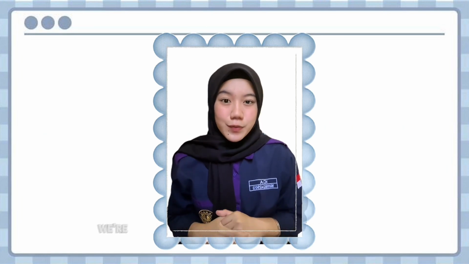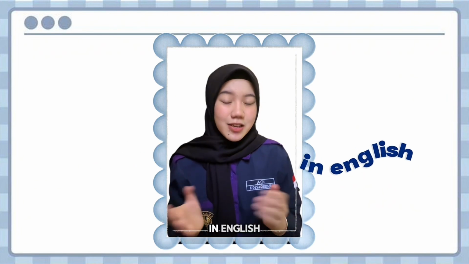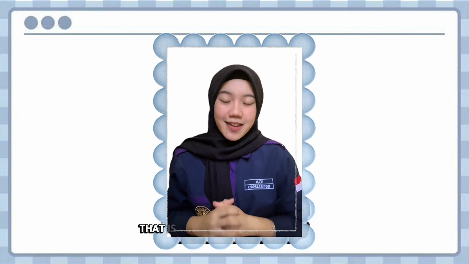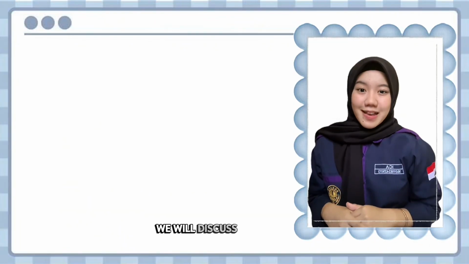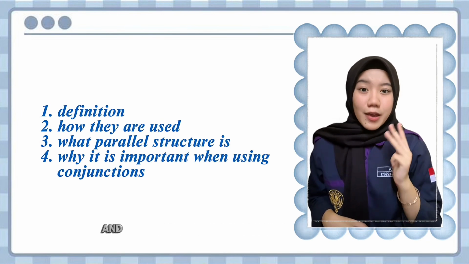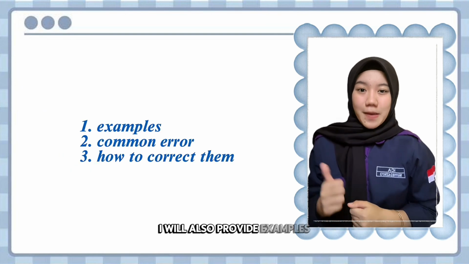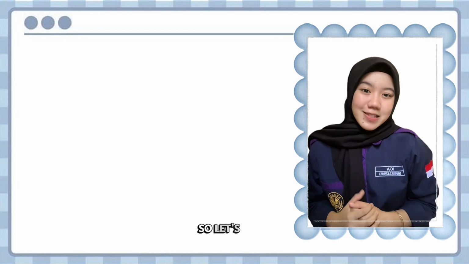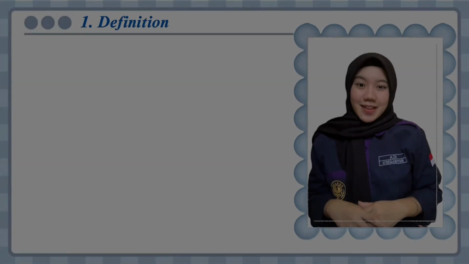In this video, we're going to talk about one of the most helpful grammar topics in English, especially for clear and effective writing. That is coordinating conjunctions. We will discuss the definition, how they are used, what parallel structure is, and why it is important when using conjunctions. I will also provide examples, common errors, and how to correct them. So, let's begin by looking at what coordinating conjunctions actually are.